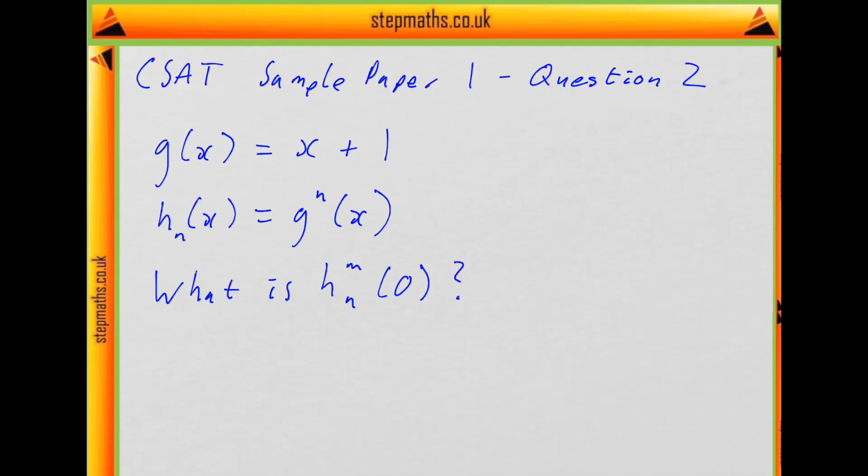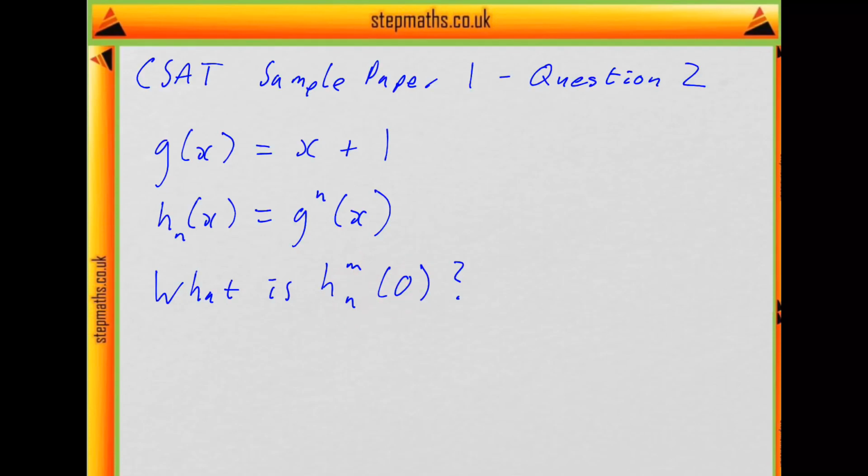This is question 2 from the first CSAT sample paper. In this question we're given a function g of x, which is just x+1, and then we're asked what happens when we apply g n times. This just means g applied to g, etc., n times. And we define hn of x as g applied n times to x. And then we ask what happens if we apply hn m times to 0.